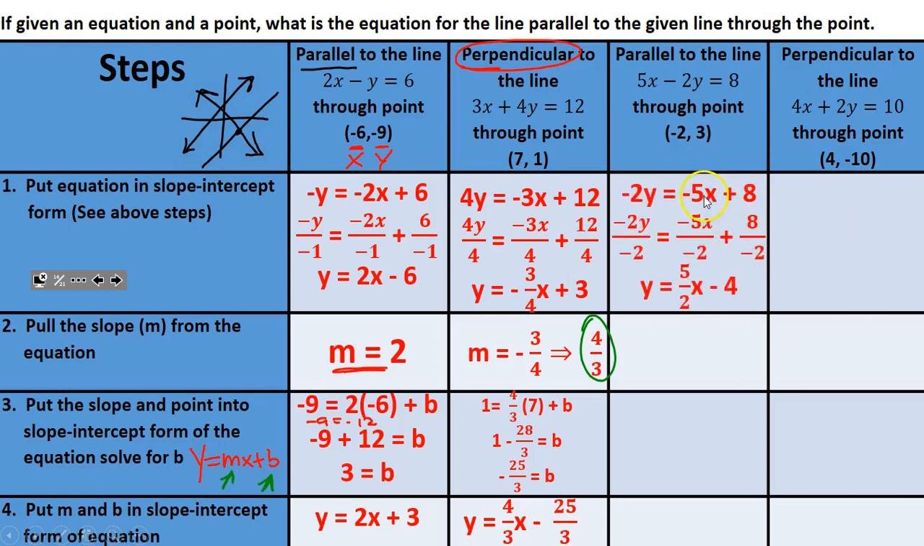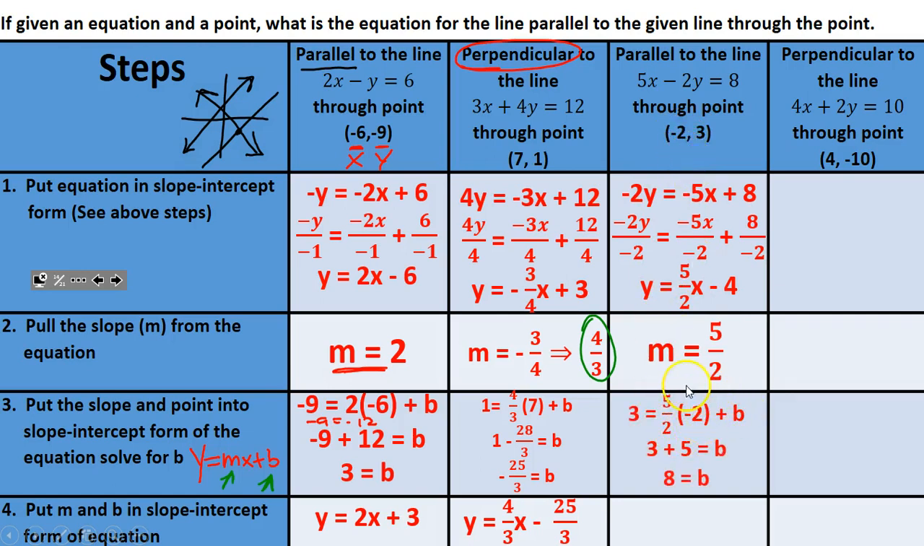Here again, subtracted the 5x from both sides, going to divide by negative 2. Our equation is y is equal to 5/2 x minus 4. Saying parallel up here, so when we pull our slope, we're going to keep it exactly like it is. Once again, we're going to plug those values into what? This equation right here, y equals mx plus b. So we're going to put 3 in for y. We're going to put 5/2 in for m and negative 2 in for x. And we're going to solve.